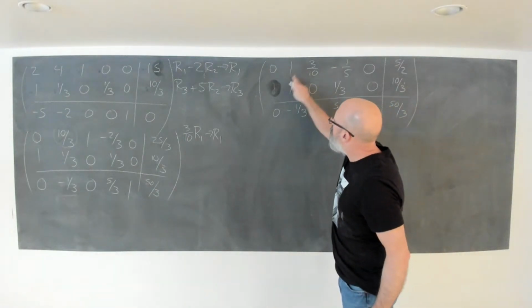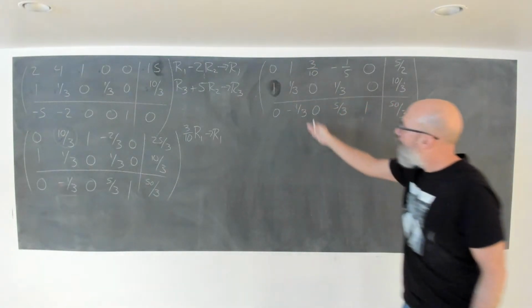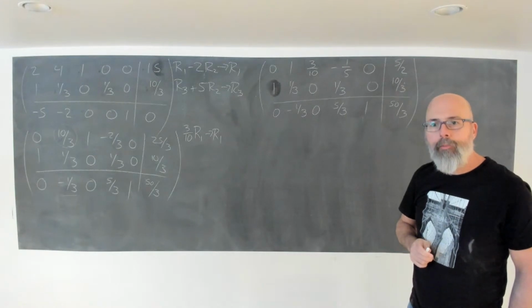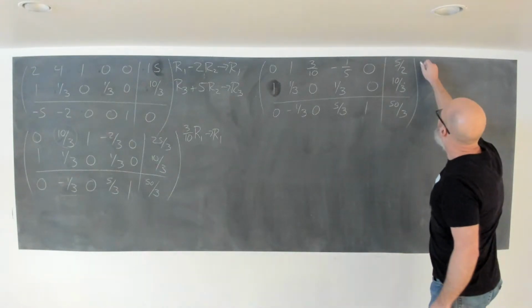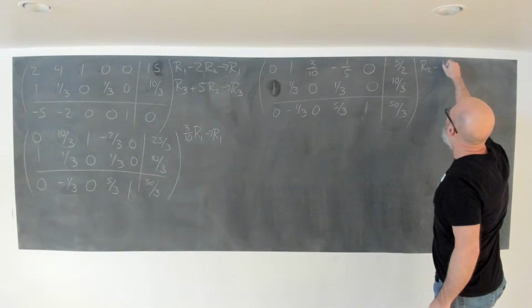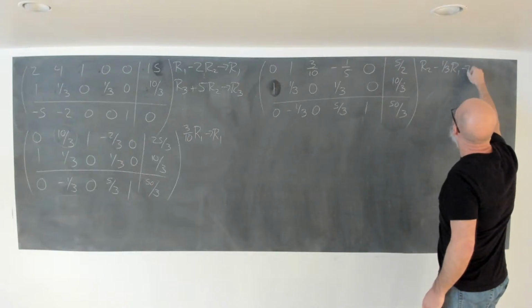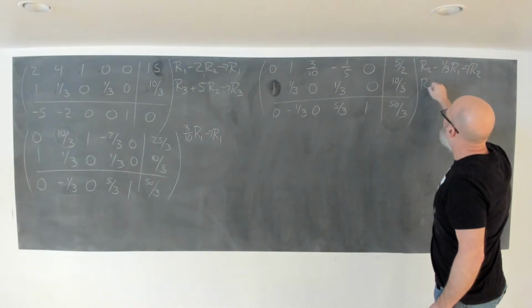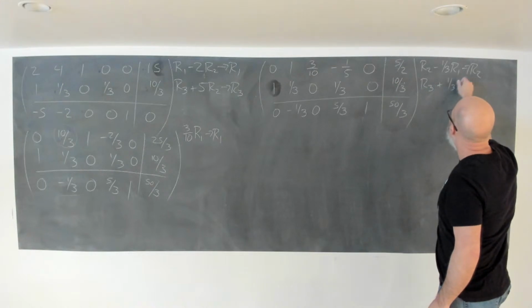And now that we have changed our pivot to a 1, we're going to clear out the column. Row 2, minus 1/3 row 1. Row 3, plus 1/3 row 1.